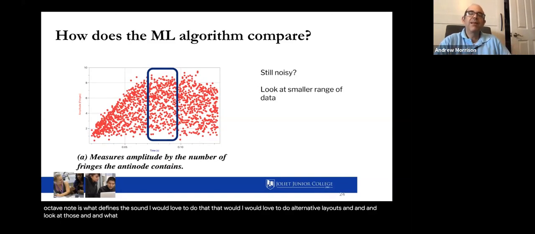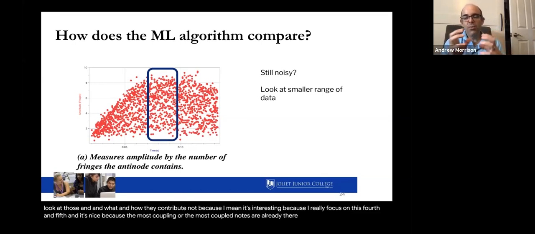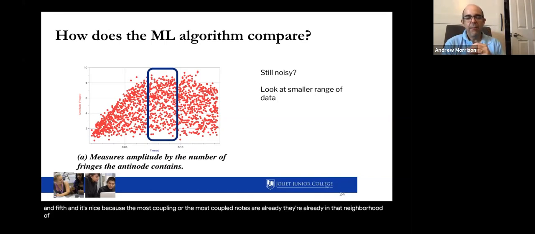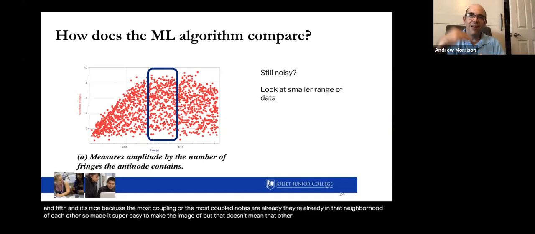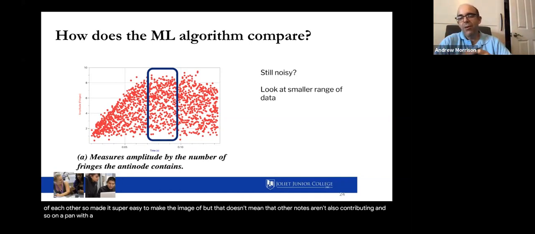Because I mean, it's interesting because I really focus on these fourths and fifths, and it's nice because the most coupled notes are already in that neighborhood of each other. So it made it super easy to make the image. But that doesn't mean that other notes aren't also contributing. And so on a pan with a different layout, it would be really interesting to see how that works. I would love to do that. Send me a pan, we'll do it.